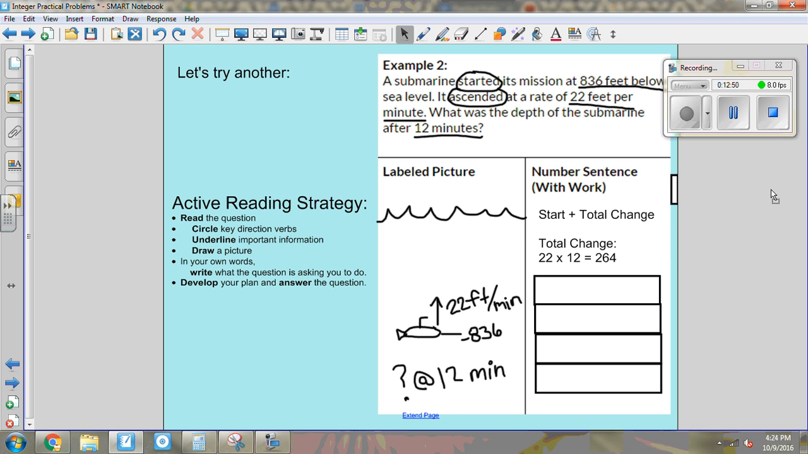For the total change, I need to take 22 feet per minute, so I'm going to be multiplying by those 12 minutes. Each minute, I'm going 22 feet up. That gives me a total change of 264 feet. Now I'm ready to put it into that original question that I added here. I wrote start plus total change. I know what total change is. Now I'm looking for where it started.